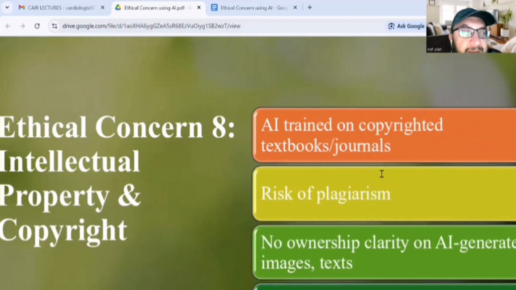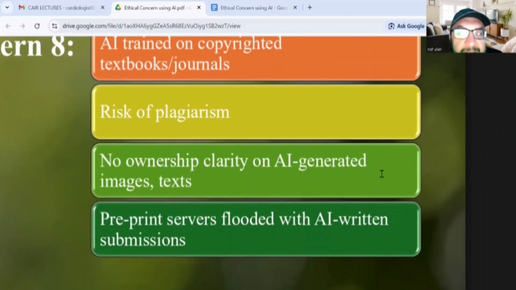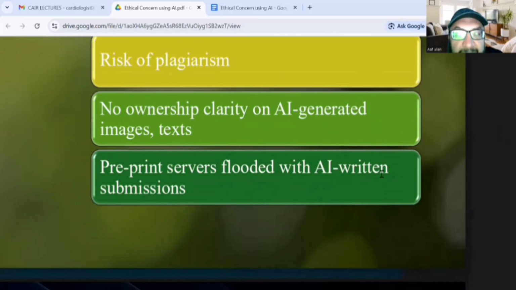Obviously, we all know the answer. Ethical concern 8 is intellectual property and copyright. AI is trained on copyrighted textbooks or journals. There is a risk of plagiarism, and no ownership clarity on AI-generated images and text. Preprint servers are flooded with AI-written submissions.